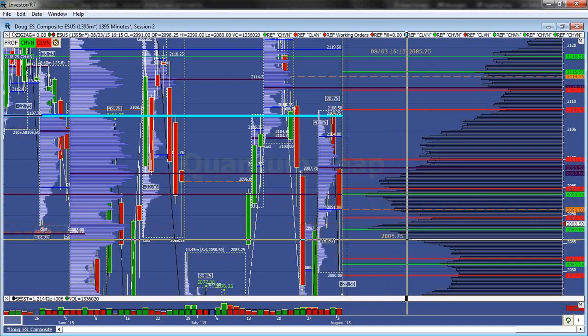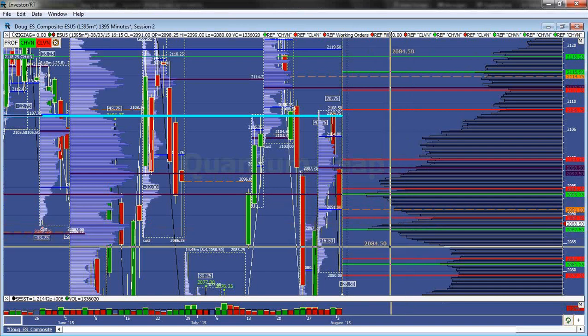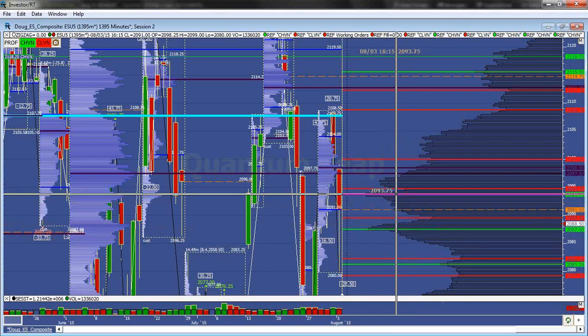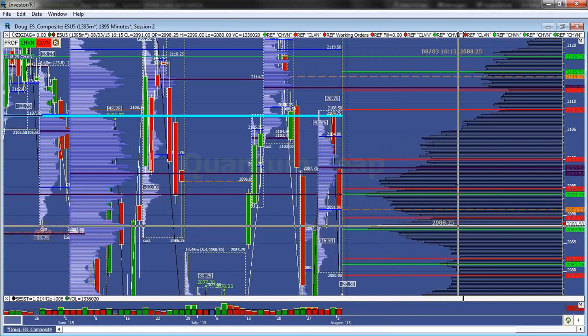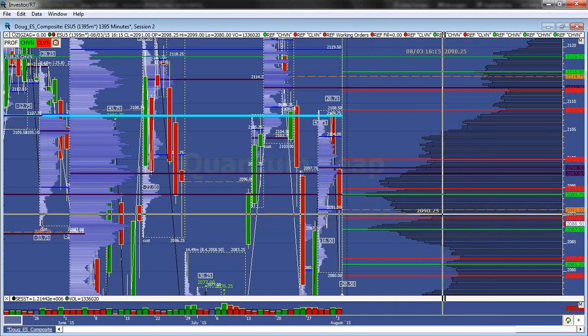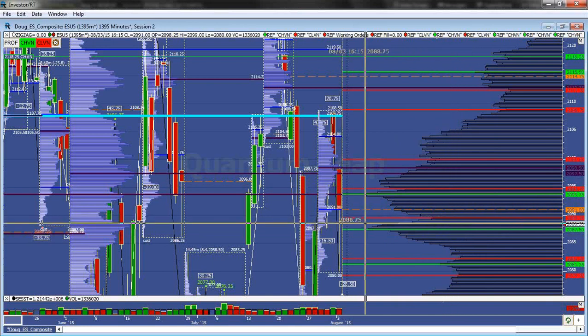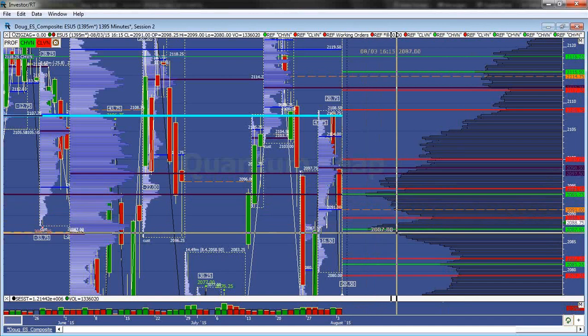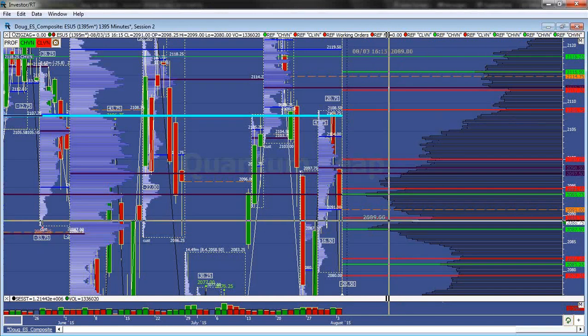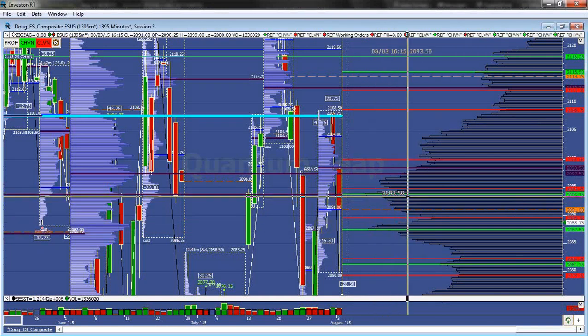We have undetermined fair value in this area where the micro composite VPOC is jumping back and forth between two key numbers, and the market has not determined which is fair price. I call this undetermined fair value, on the longer term price acceptance. And that's what we were seeing yesterday.